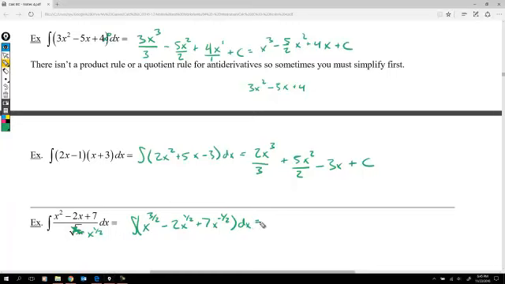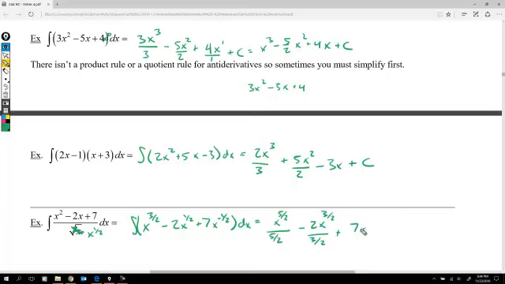We got fractions. So I'm going to add 1 to 3 halves. That becomes 5 halves, and I'm going to divide by 5 halves. Minus 2x, it was 1 half. Now it's going to become 3 halves, and I'm going to divide by 3 halves. So the process does not change for negative exponents or for fractions.